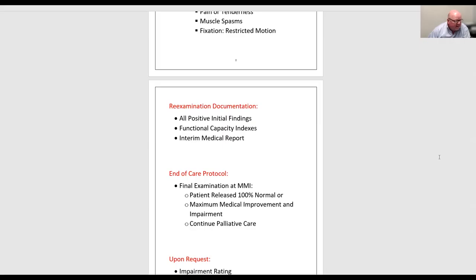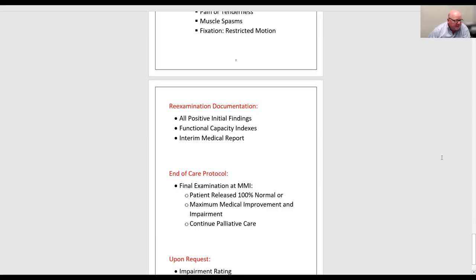So in the beginning, your first 1, 2, 3 re-exams will typically be within 12 visits. If it spreads out, it might get to 90 days. So you definitely want to redo all positive initial findings, functional capacity indexes. This is when you do the functional capacity indexes. That's at the initial exams and the re-exams. And you may need to do an interim medical report.